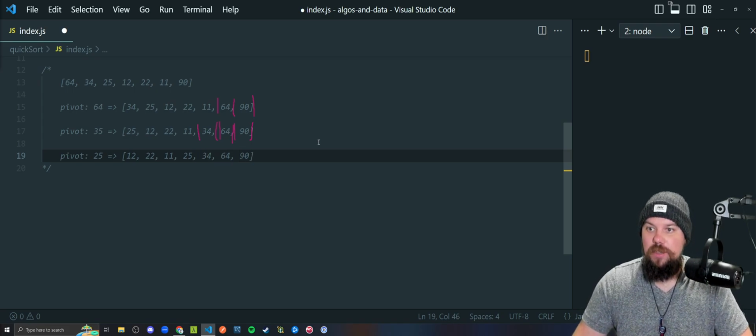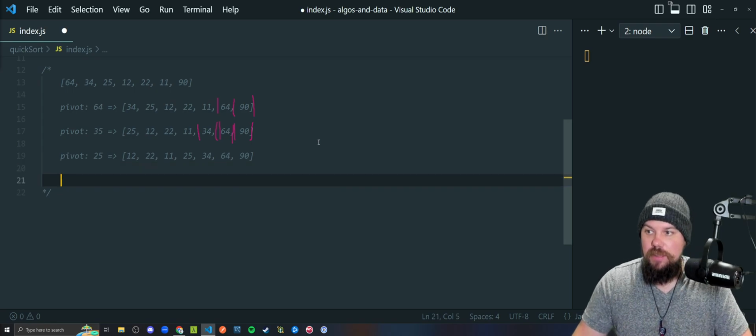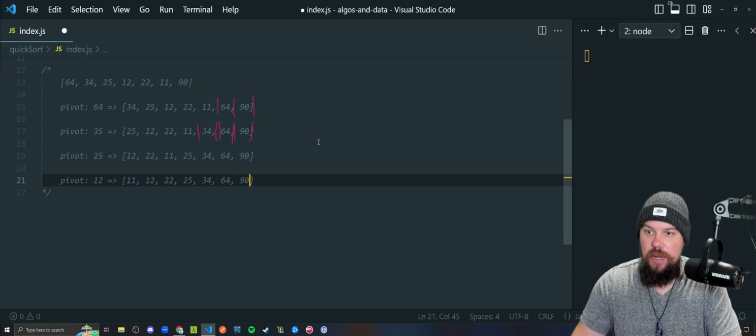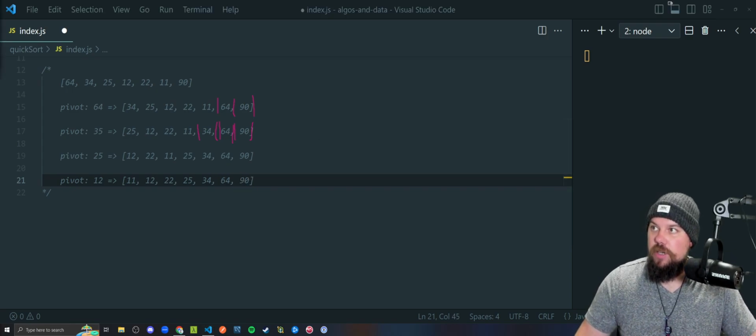And hopefully it's starting to make sense. I'll stop sub-bracketing it as much. Our next pivot is 12, which means we are going to wind up with 11, 12, 22, 25, 34, 64, and 90. And let me go ahead and draw those in real quick.